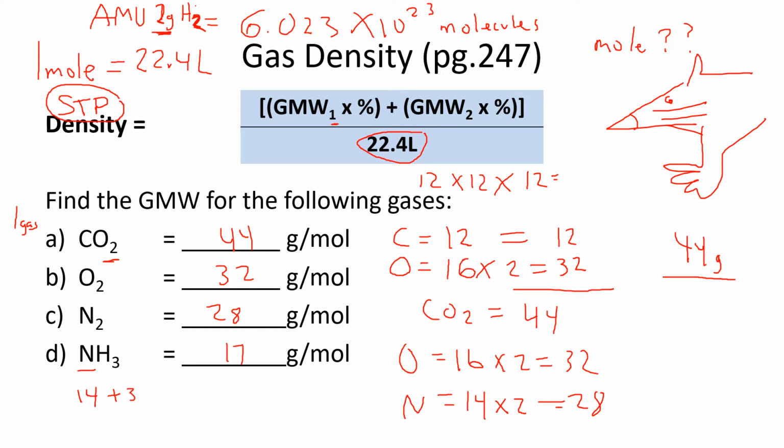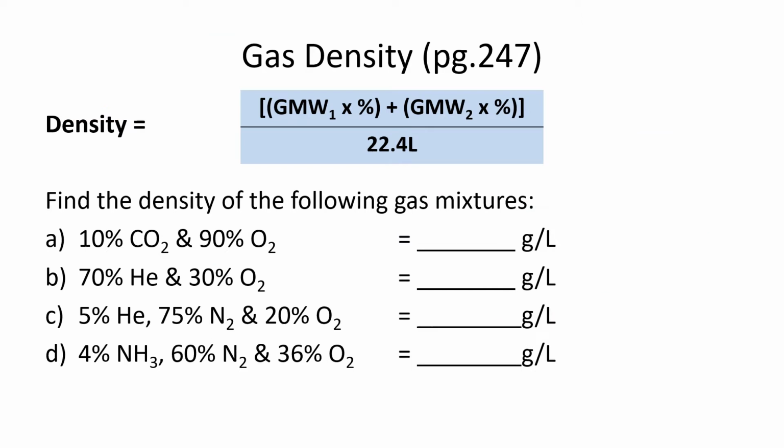So if you measure out those amounts of grams of substance, you know exactly how many molecules you have. So that is Avogadro's number, 6.022. All right, now let's find the densities.